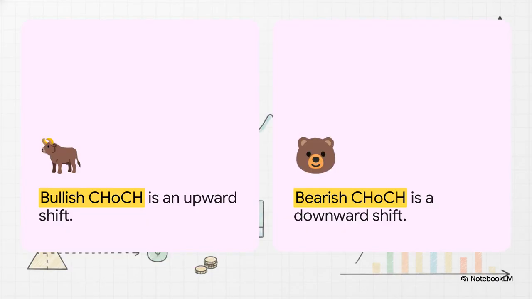Just to visualize it, a bullish CHoCH happens after a downtrend, when price suddenly breaks upward past the most recent structural high. A bearish CHoCH happens after an uptrend, when the price dumps downward through the most recent structural low. It simply shows a sudden shift in short-term aggression.